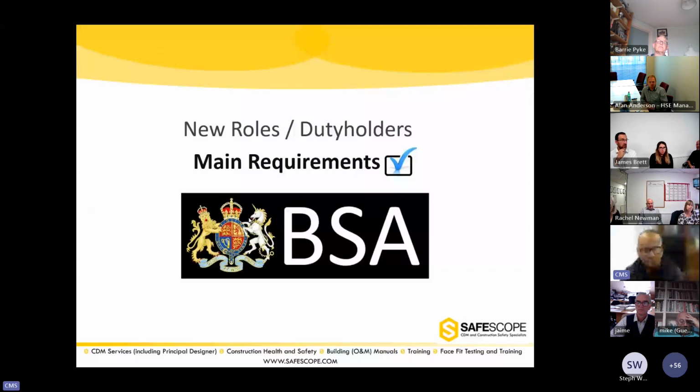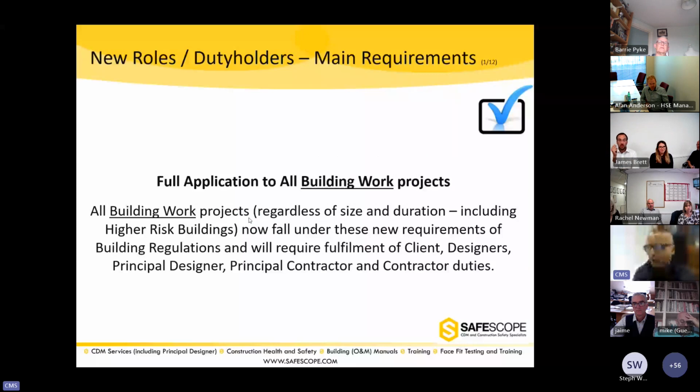Is that okay, guys? Just to show the difference between the two and what we're talking about here. Now we're going to come to the main requirements, the changes that have come into play. Okay, moving on. Now, these regulations, the Building Safety Act, apply to all building work.